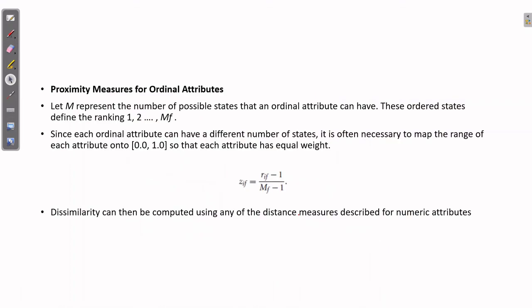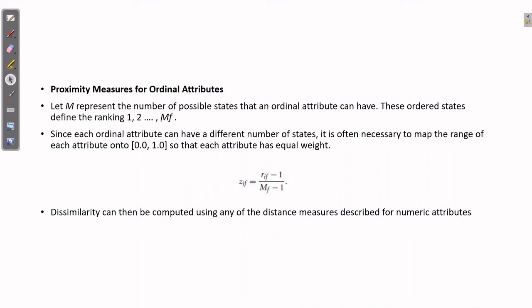Now what about ordinal? What did we say ordinal data is? You can have, say, different grades for marks. Corresponding to marks, you have different grades. They might also be numbers or values, but there is an order associated with them. That is the difference. Let M represent the number of possible states. For each attribute, you can have different possible values. Let us say the total number of grades is M. These ordered states are ranked from 1 to Mf. That is, you have a ranking.